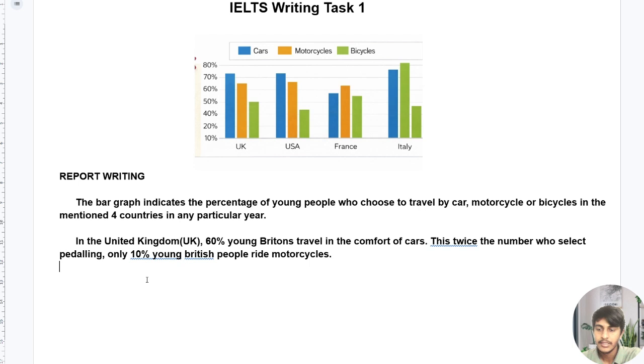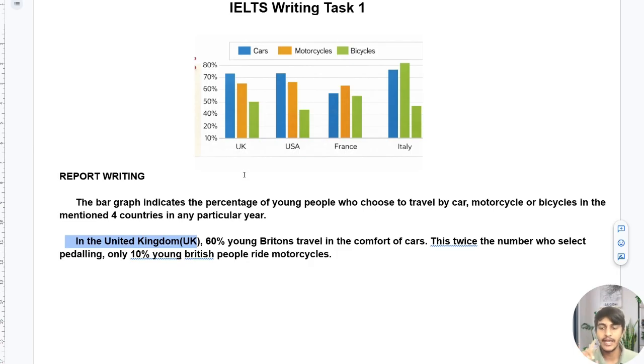Here the writer starts with "in the United Kingdom." This immediately tells the examiner, okay, now I am reading UK data. The examiner will understand directly that we are talking about the United Kingdom in this paragraph. So 60% of British people travel by car. Blue is car, so 60% travel by car.